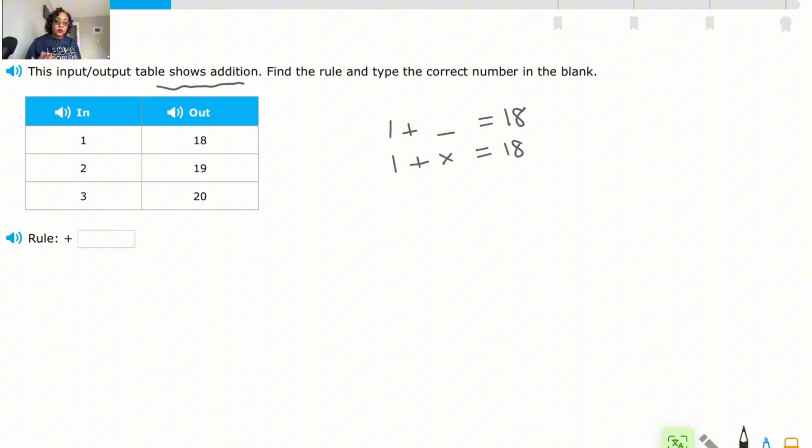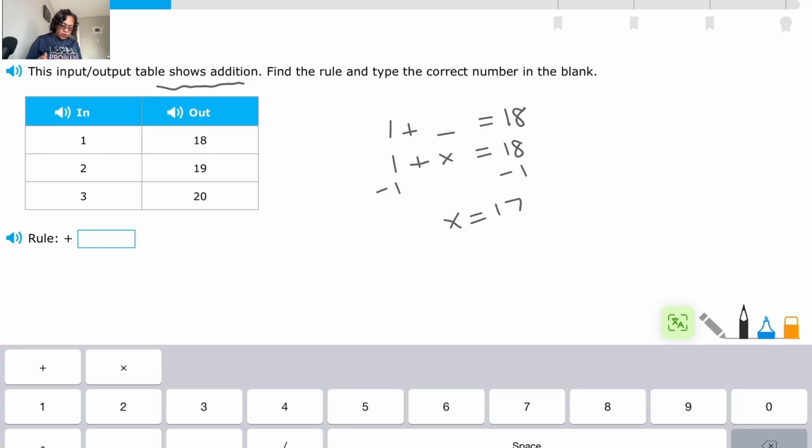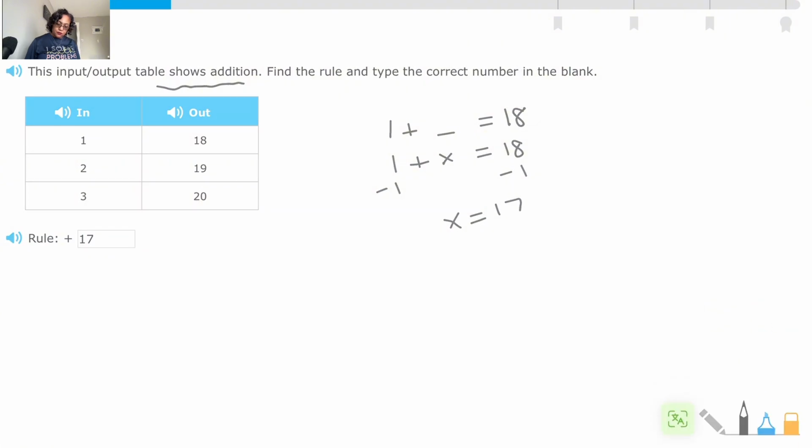So when we learn how to do algebra, we first start with guessing and checking, right? So you can clearly see that it would be 17, but if I did this algebraically, I would subtract 1 and I would get x equals 18 minus 1 is 17. And there you go. And then you can just add 17 to 2 and so on and so forth. Now remember, this is second grade.